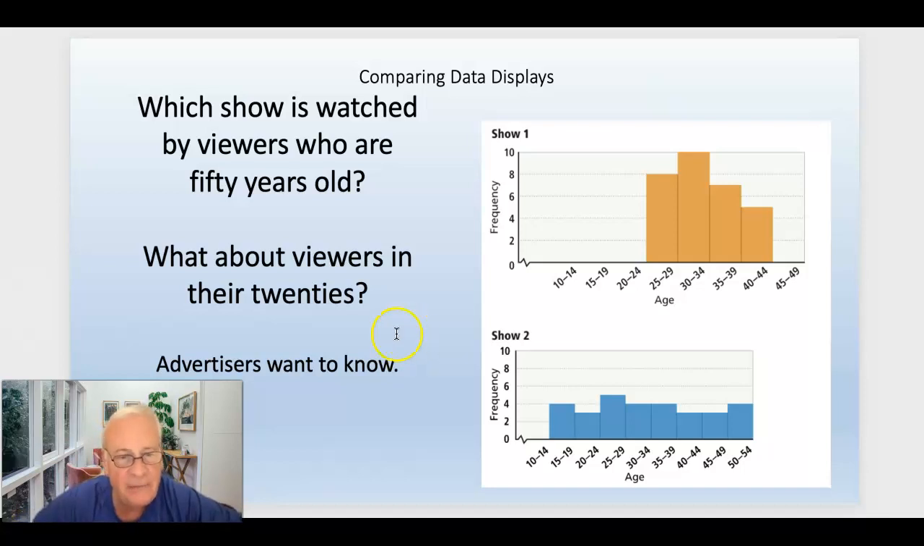Guys, I want you to notice one thing about viewers in their 20s. Let's look at each one of these, show 1 and show 2. Show 1, there are no viewers between 20 and 24. But between 25 and 29, there are 8 viewers. Okay? Look down here at show number 2. Between 20 and 24, there are 3 viewers. And between 25 and 29, there are 5 viewers. That's also 8 viewers. So if you're looking to target viewers in their 20s, you need to be aware.